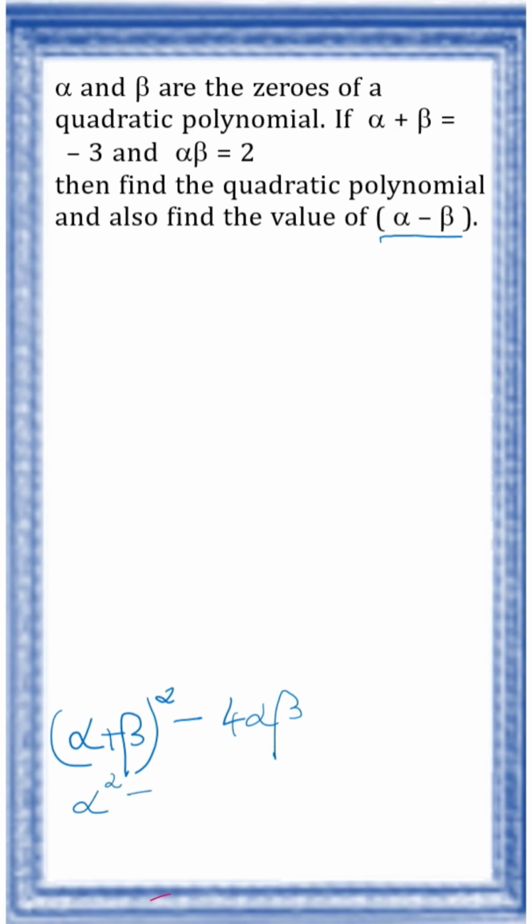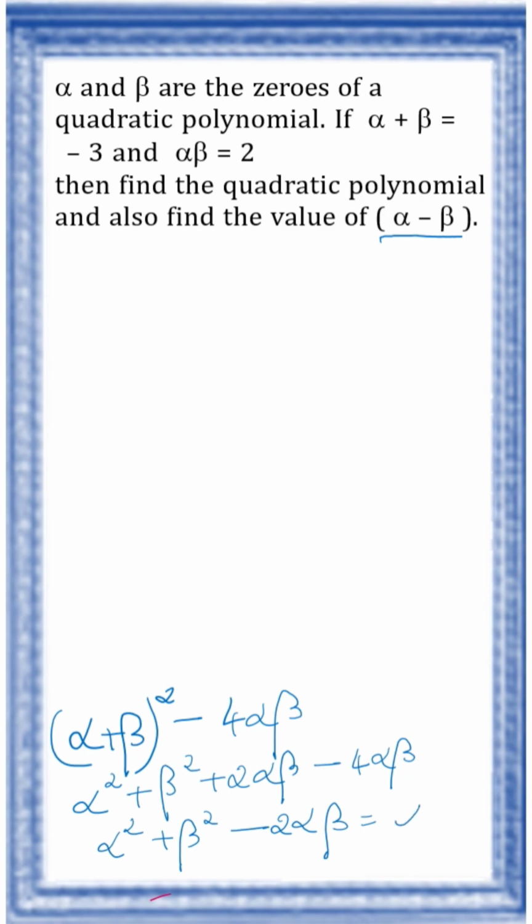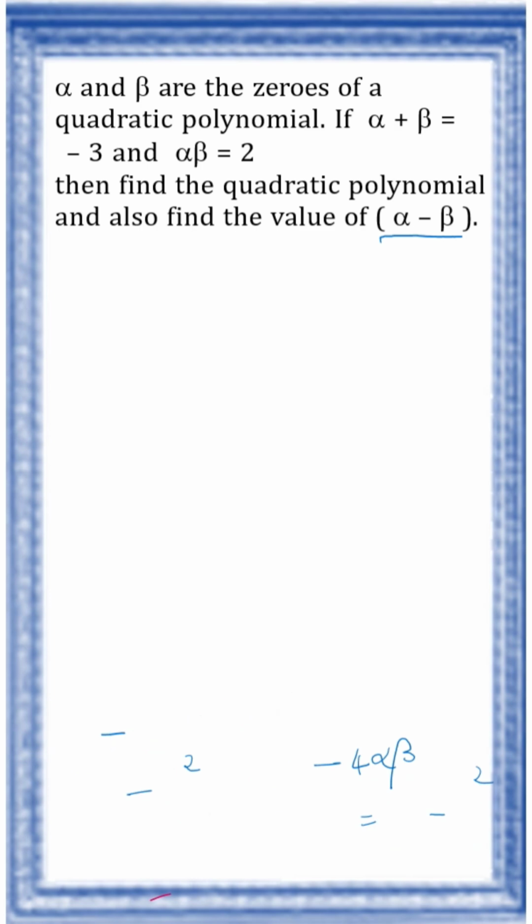Alpha square plus beta square plus 2 alpha beta minus 4 alpha beta, which is equal to alpha square plus beta square minus 2 alpha into beta, that is equal to alpha minus beta the whole square. This you should remember. Now this is only the rough work. I have done it to make you understand.